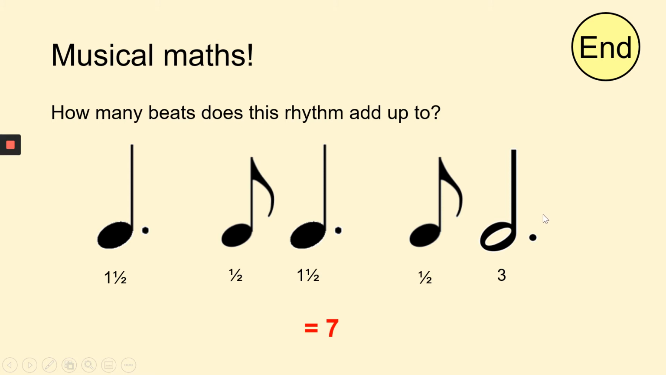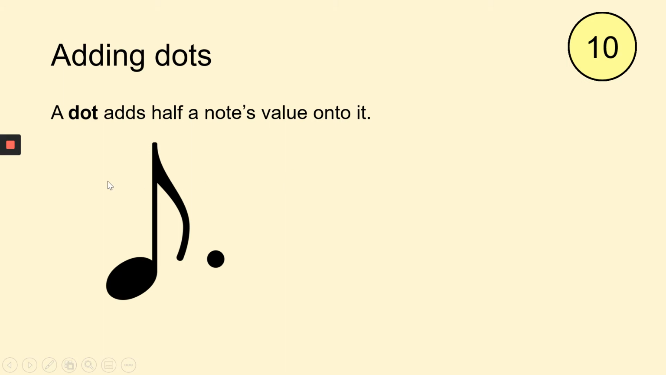So that's dotted minims and dotted crotchets, but what do we do with even faster rhythms? What do we do with a dotted quaver? How long does a dotted quaver last for? Have a think.